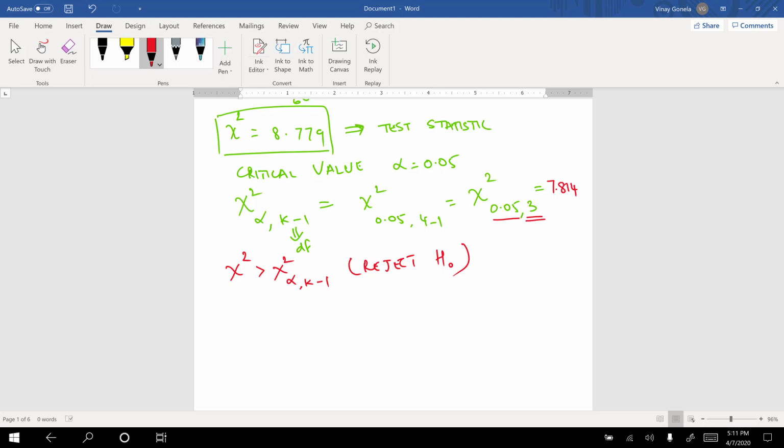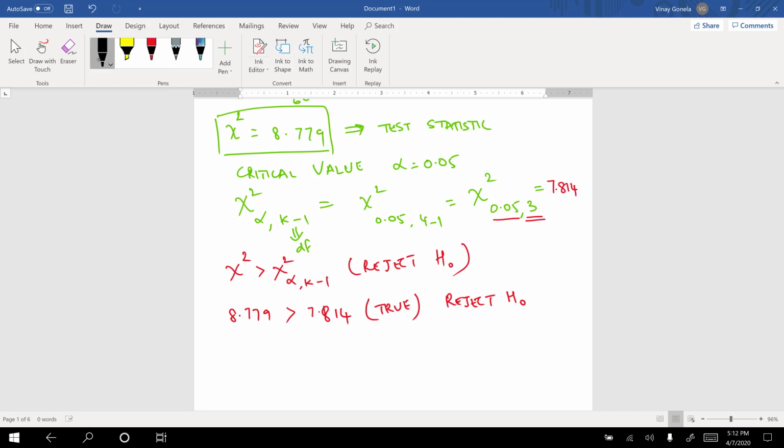So here this chi-square is 8.779. This is greater than 7.814. Is this statement true? This is a true statement. 8.77 is greater than 7.81. So that means we are rejecting H null.